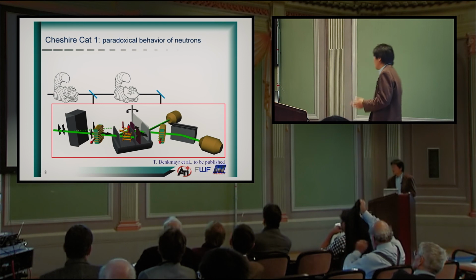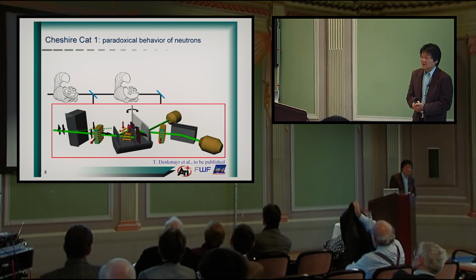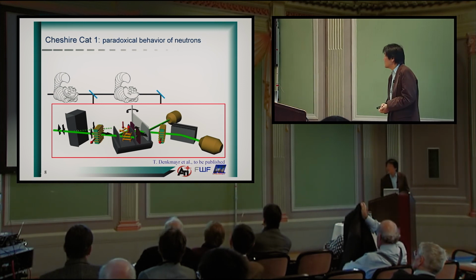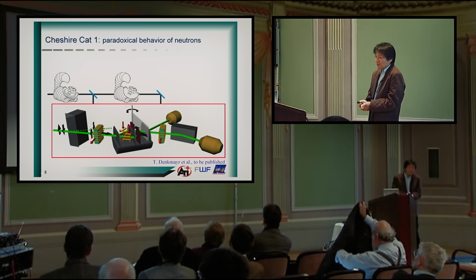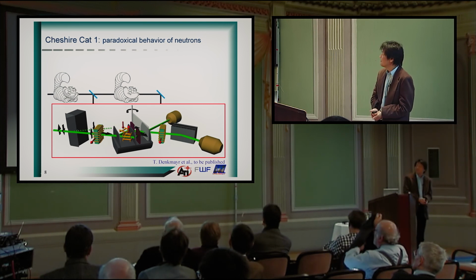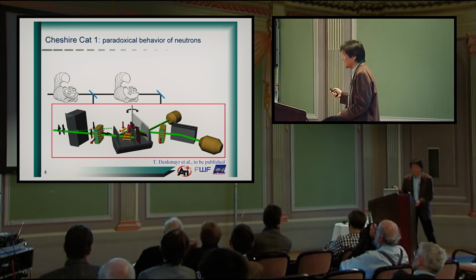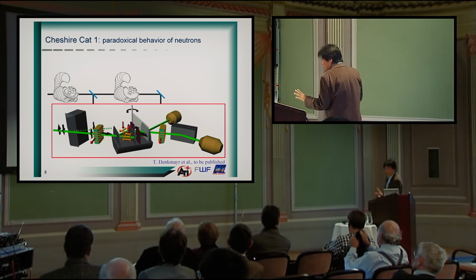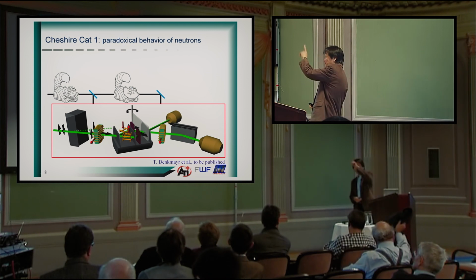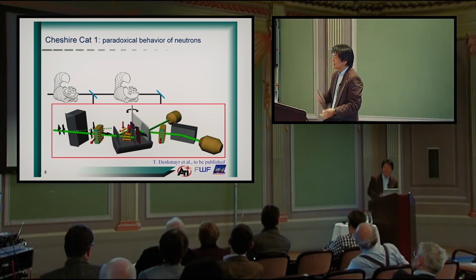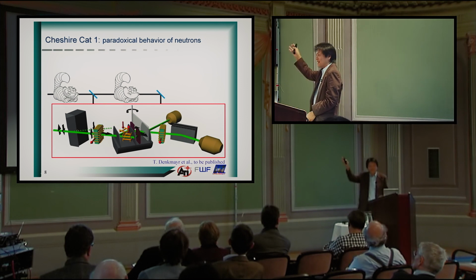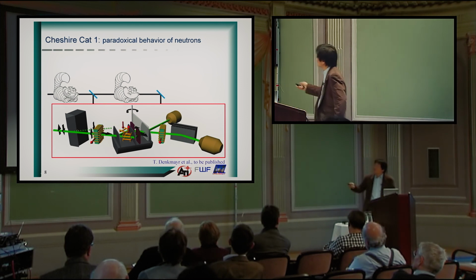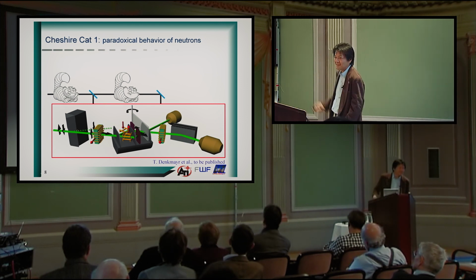Then quite recently, we also did a different kind of experiment using weak values. Some of you have heard of the Cheshire cat. The Cheshire cat is a cat in Alice's Wonderland. Alice has seen the cat. Afterwards, the cat disappears, but its smile remains. This is the situation for the quantum Cheshire cat.